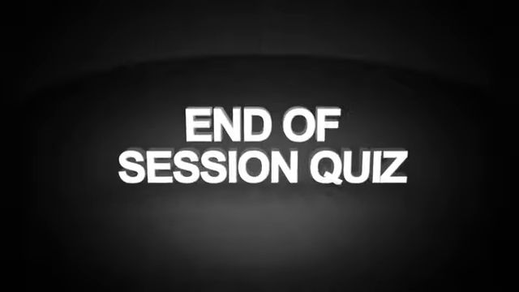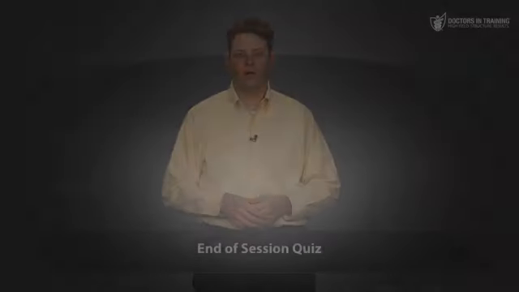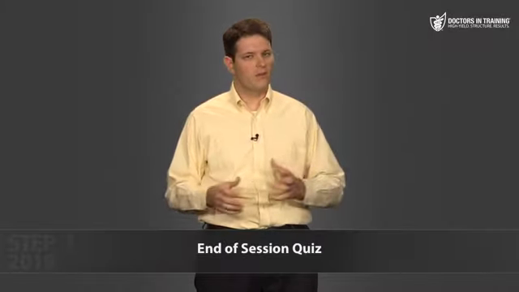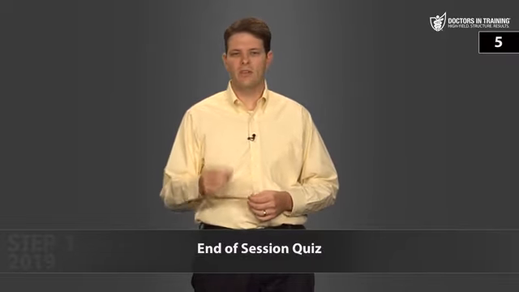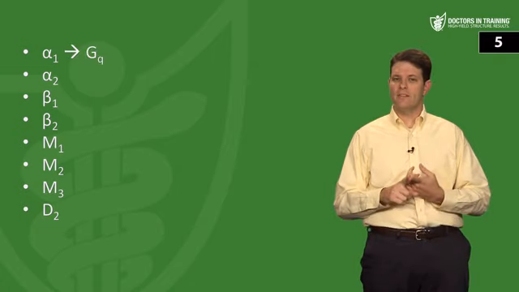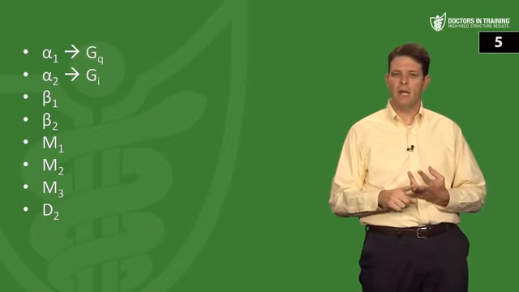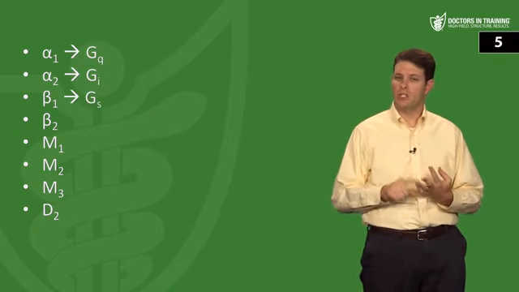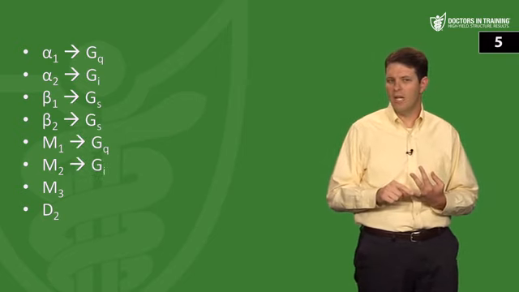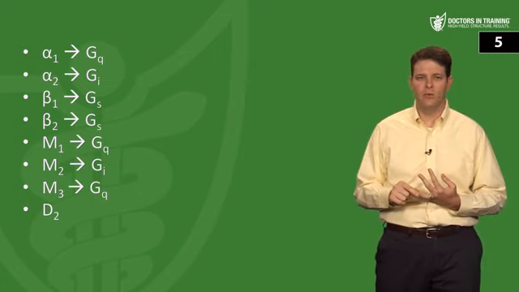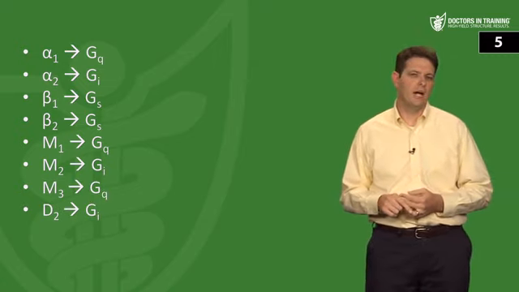So now it's time for the end of session quiz. So go ahead and work through the quiz and then we'll go over the answers together. All right, this is a short quiz, but again, it's very, very high yield. First question, what G protein class does each of the following receptors stimulate? So alpha 1 is GQ, alpha 2 is GI, beta 1 is GS, and beta 2 is also GS. M1 is GQ, M2 is GI, M3 is GQ, and then D2 is GI.